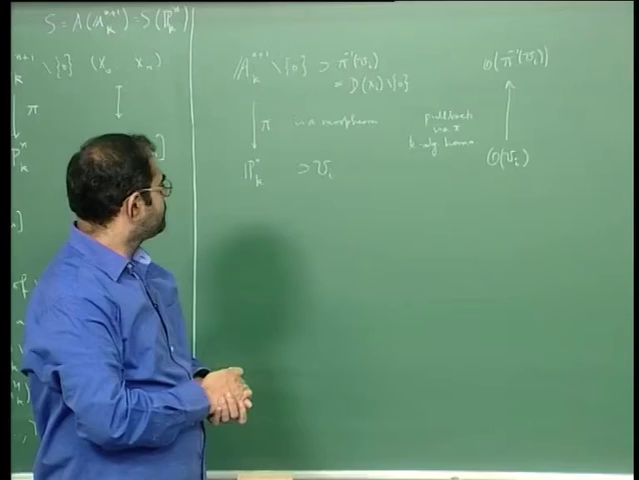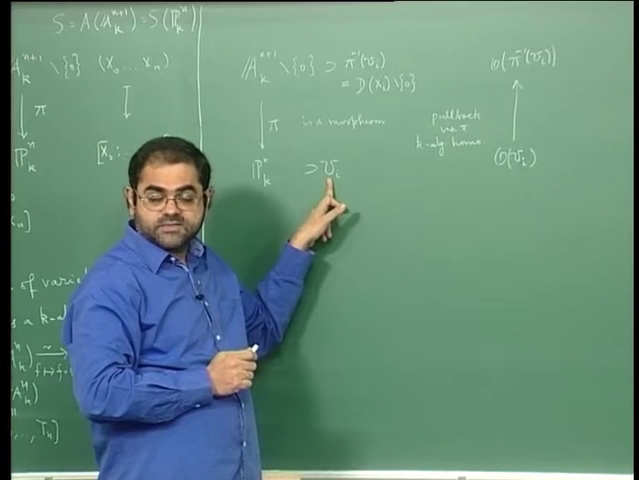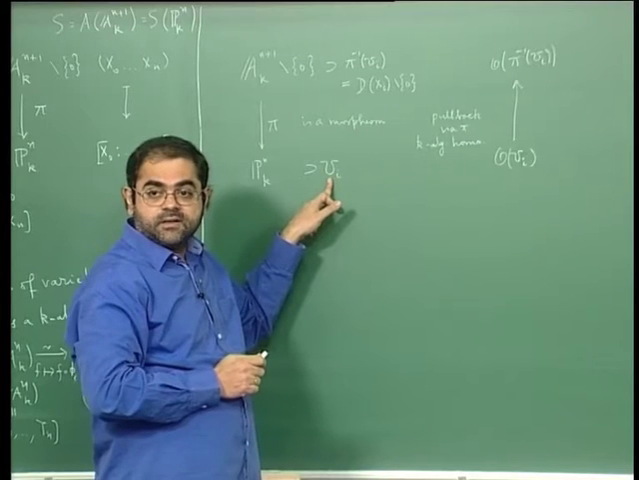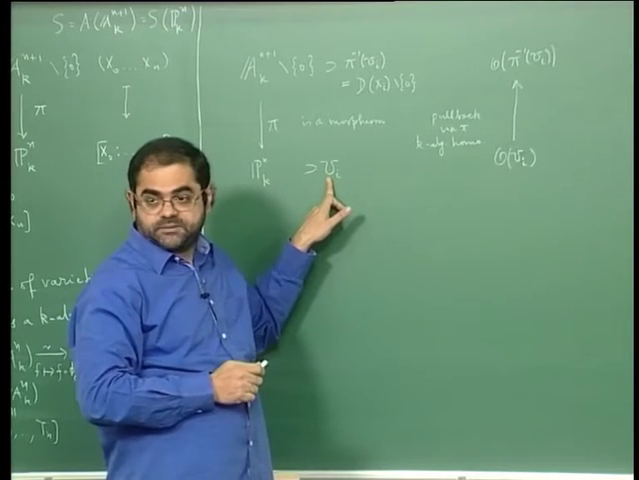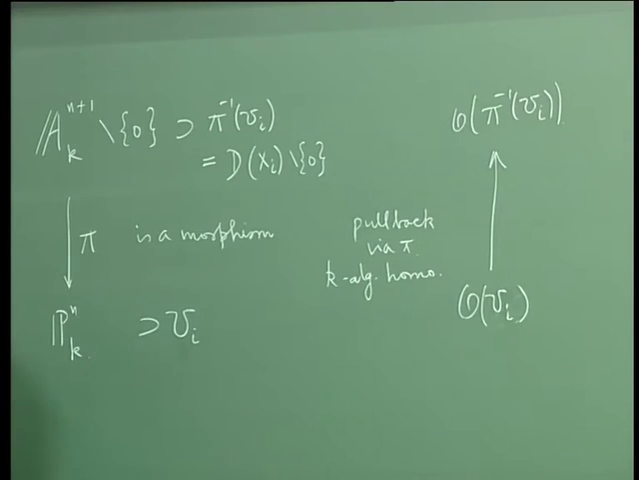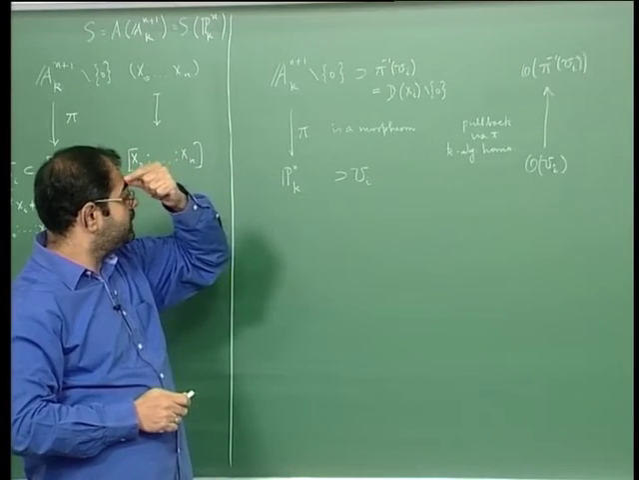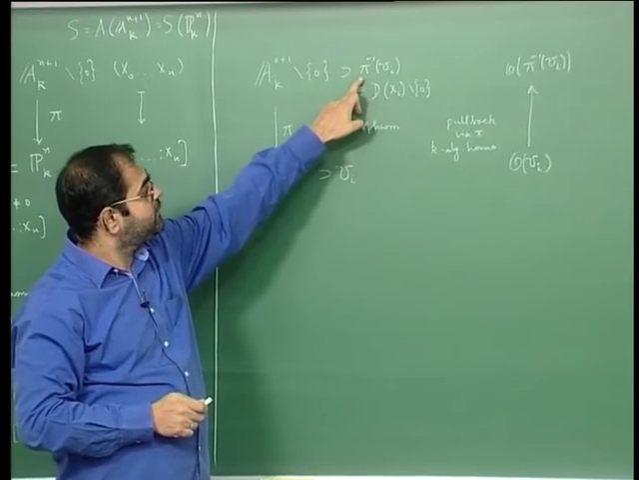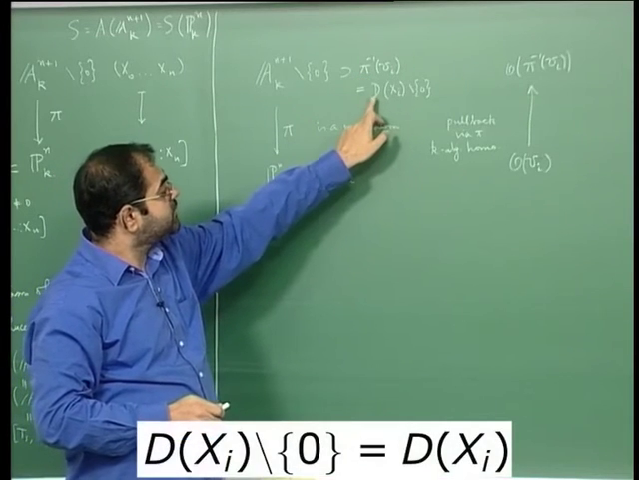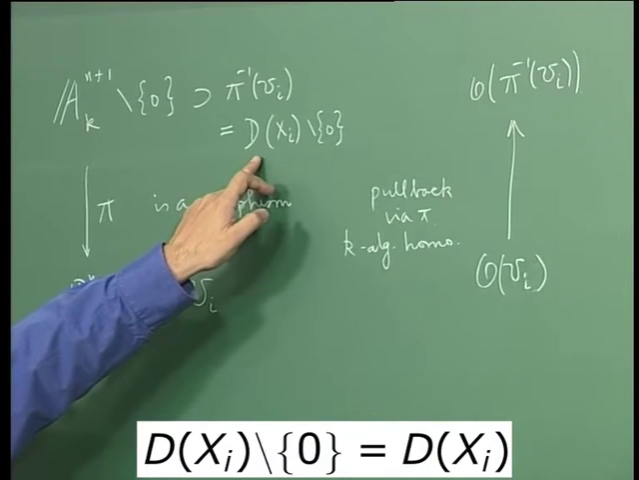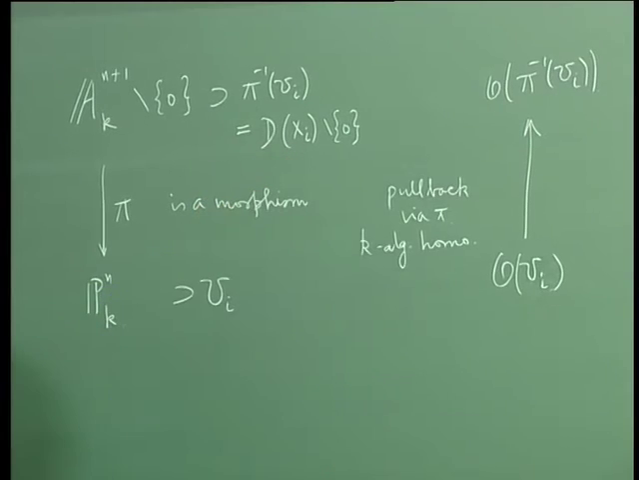And of course, mind you, U_i is a variety as far as our definition is concerned, because our definition allows varieties to be either affine or quasi-affine, or projective or quasi-projective. U_i is a quasi-projective variety, it is an open subset of a projective variety, in this case projective space, okay. And the point is that pi inverse U_i is also a variety. Pi inverse U_i is actually just this variety D(x_i), it's a basic open set.